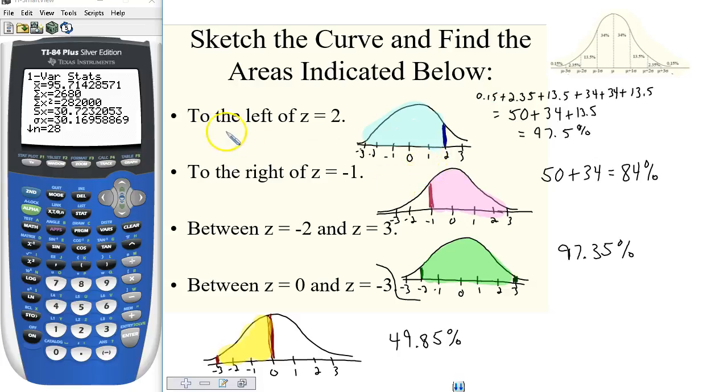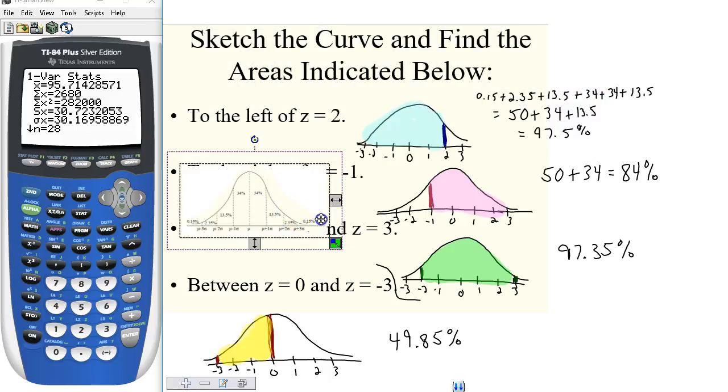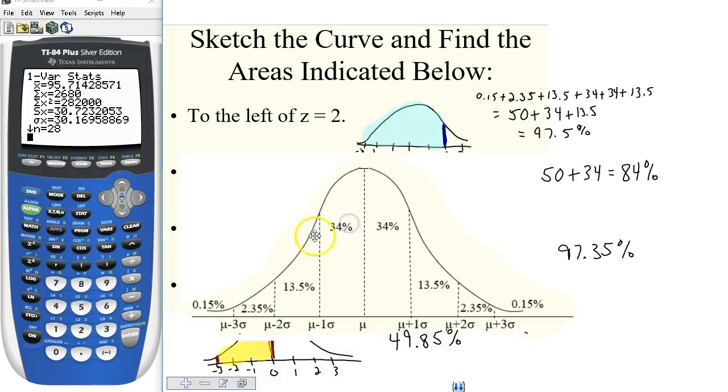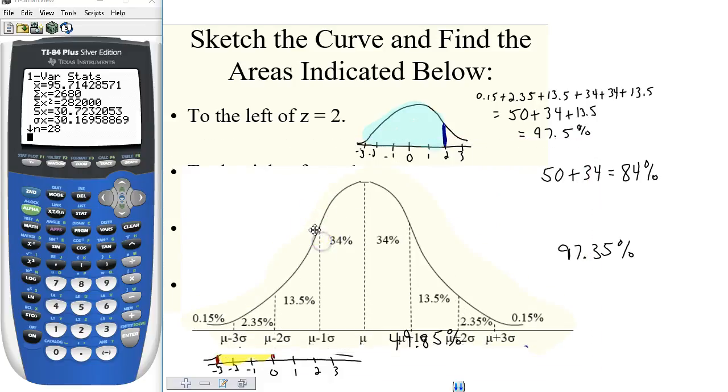For example, if I want to know the area to the left of a z-score of 2, well, since I know the z-score numbers under the curve are always the same, I find 2 and I shade to the left. This is sketching the curve. Sketching the curve involves also shading the curve. Now, let me make this bigger picture a little bit bigger for you. So let's say we had this picture here in our notes, and we wanted to go to the left of 2.